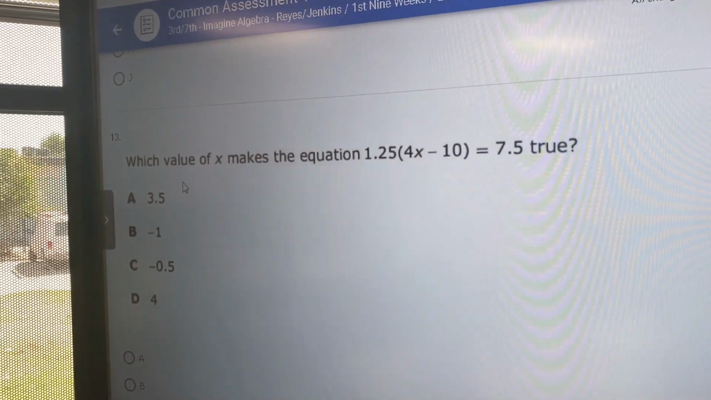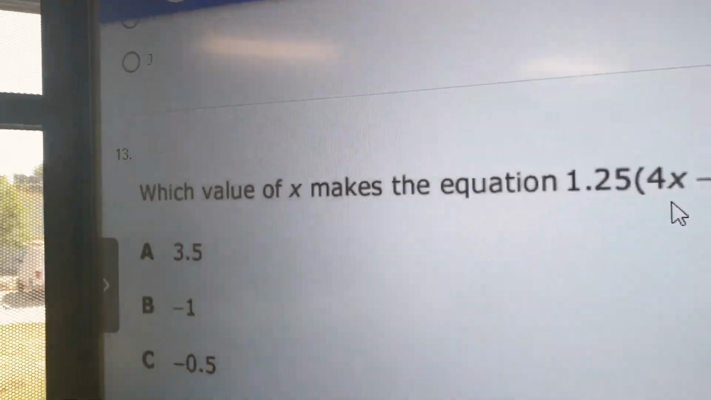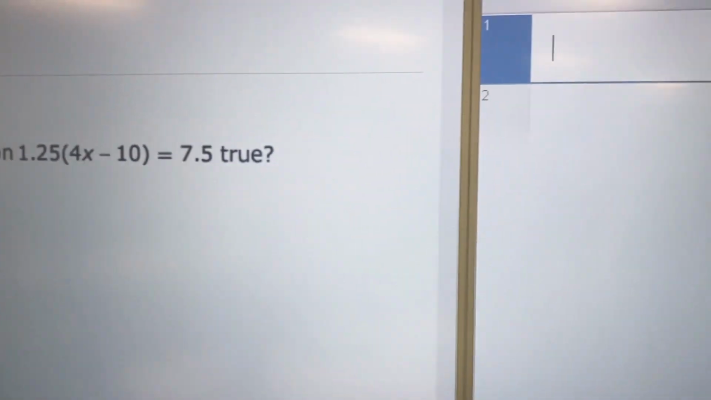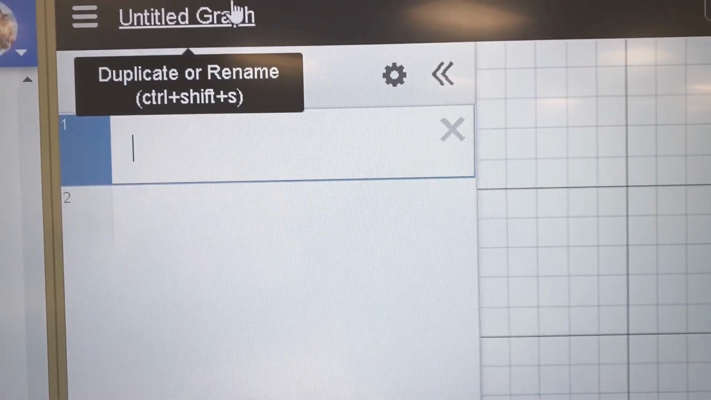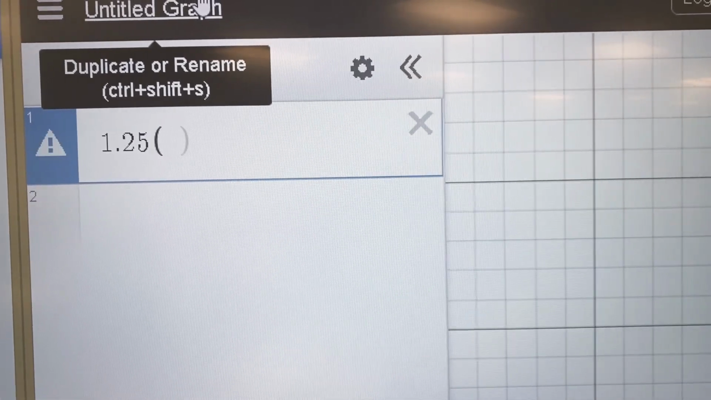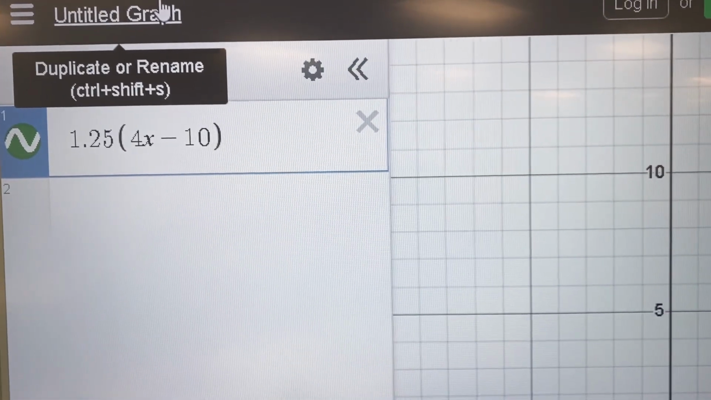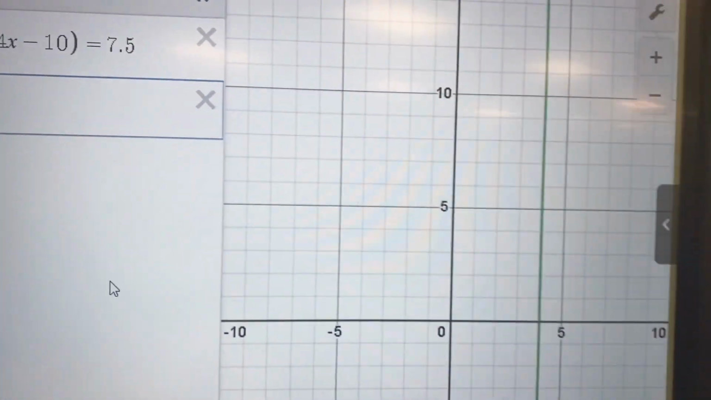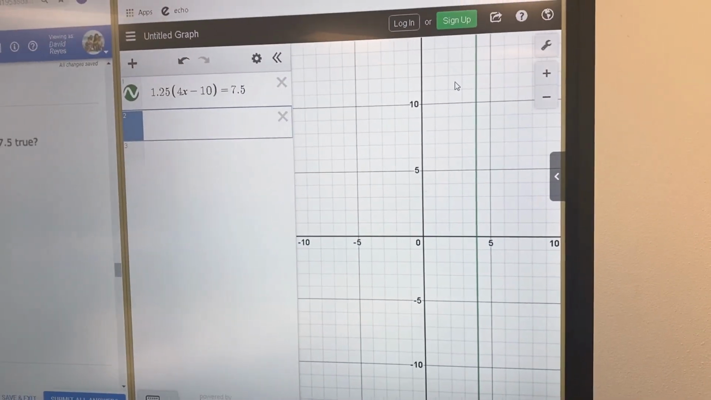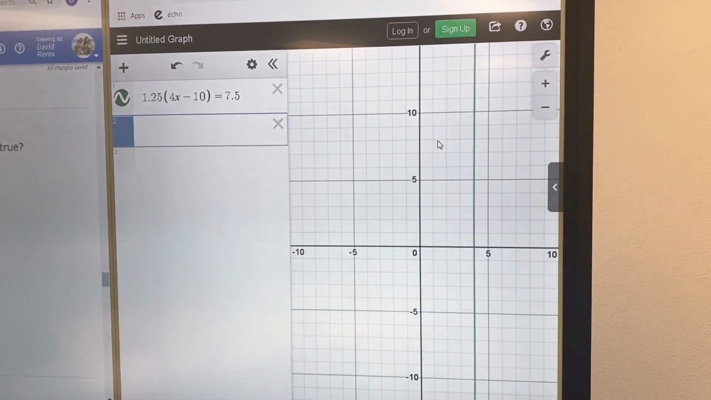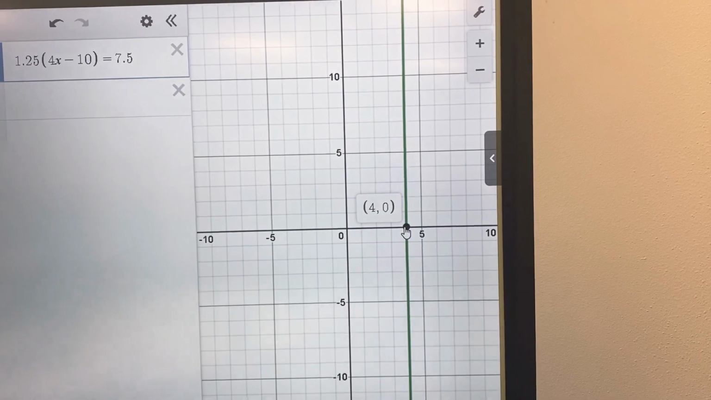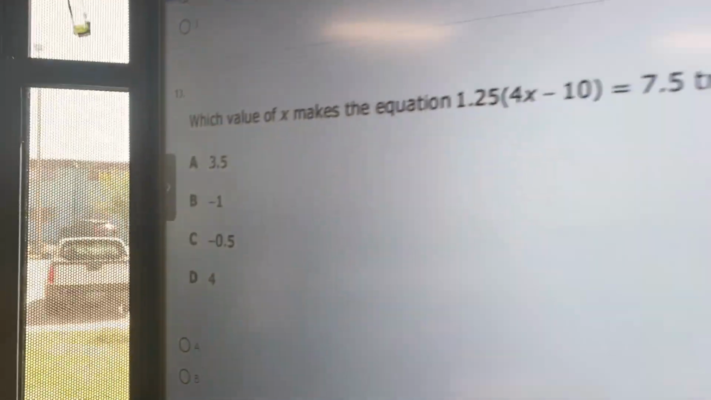On 13, what value of x makes this equation 1.25 times 4x minus 10 equals 7.5 true? I'm going to my Desmos graph. I'm going to type it exactly how I see it. 1.25, I see a parenthesis. I see 4x minus 10. I see a close parenthesis equals 7.5. Check it out. I get a graph here, and my solution is my zero. What is the zero of a graph, guys? It's where the graph touches the what? X-axis. Very good. What's my answer here? 4. Okay. 4.